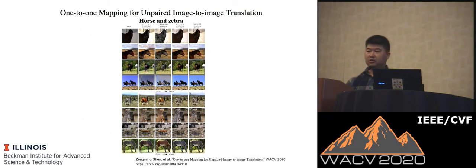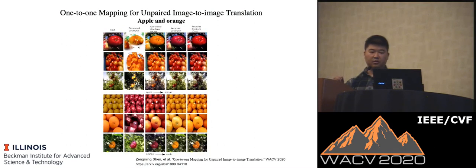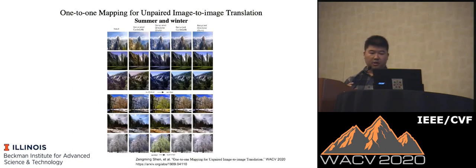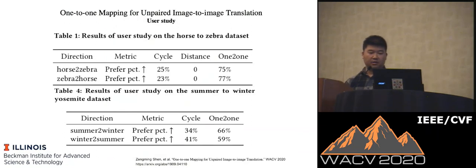This is the result on the horse to zebra. You can see the third column is our result. For example, the first row. And this is the result on the map, apple and orange. Also, the third column is our result. It's better than the baseline CycleGAN. And we also have a style transfer on summer and winter. And sometimes the CycleGAN fails, and our result is always better than CycleGAN. And also we did user studies, and our results are the best compared to CycleGAN and other results.